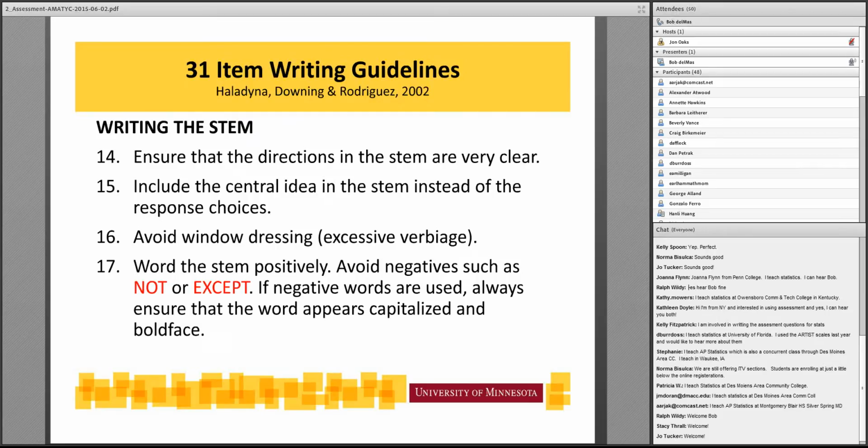All of this is to try to reduce the cognitive load to the student. The more they have to read, the more they have to remember. So really try to create a stem that's short and to the point.